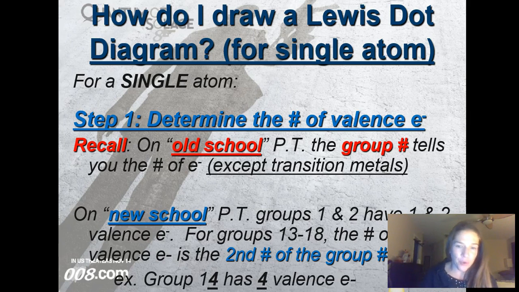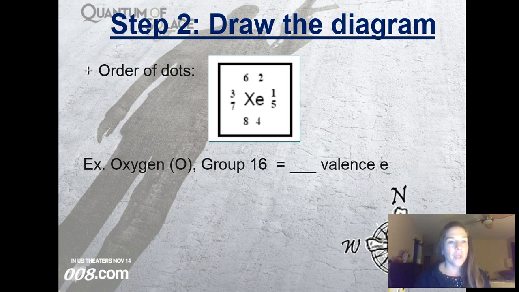Here's an example. Group 14 has 4 valence electrons. So again, second number of the group, or 14 minus 10. All right, and then we put in the order of the dots. Okay, so for an example, oxygen is in group 16. Oxygen has 6 valence electrons.